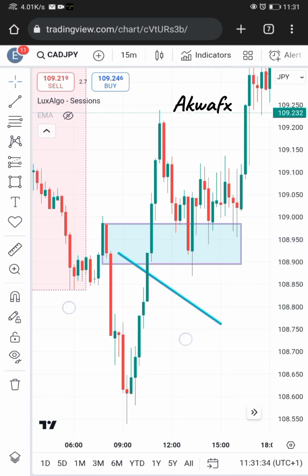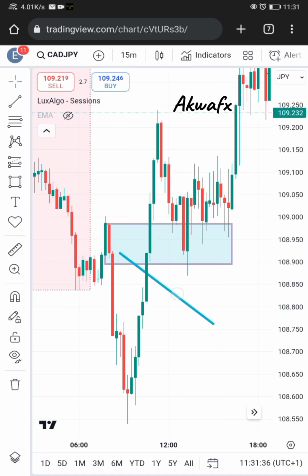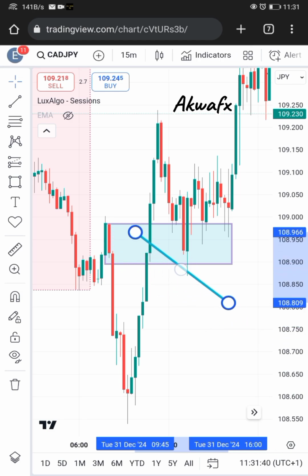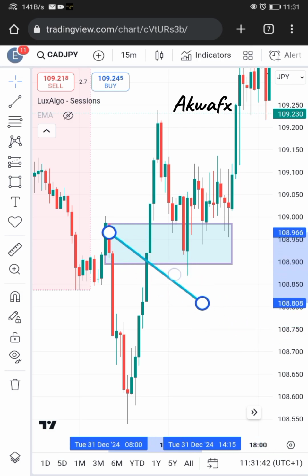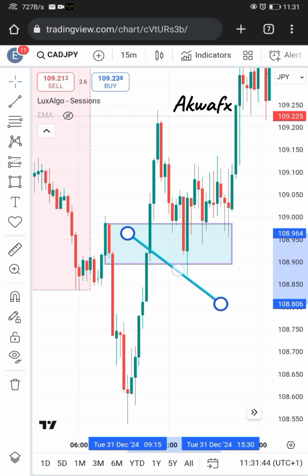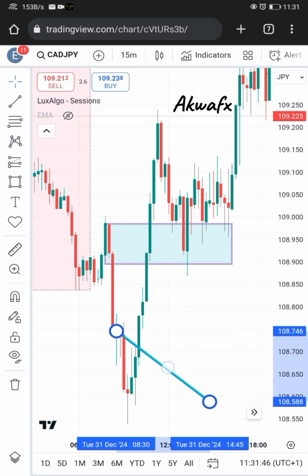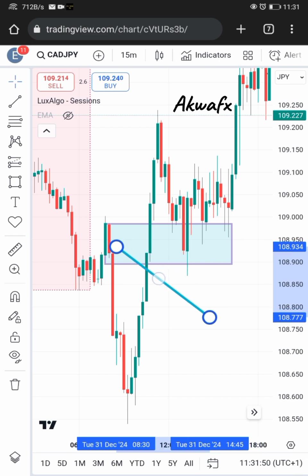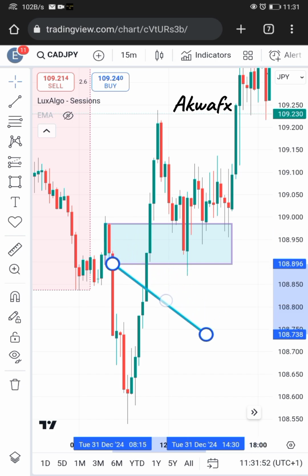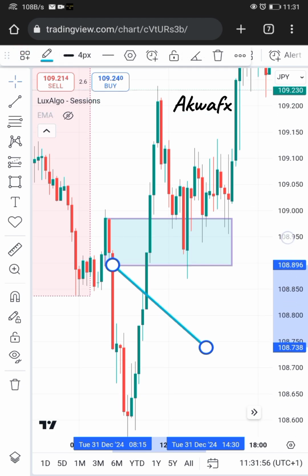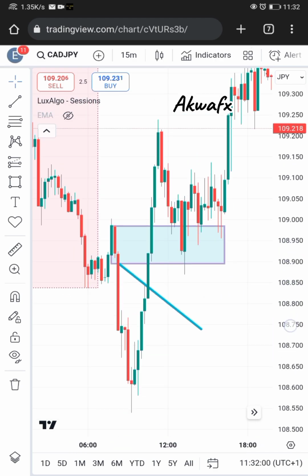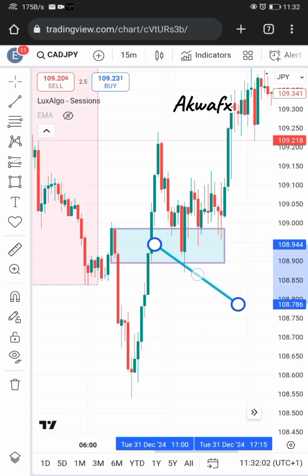So now we have two zones here. If the first one fails, we can try again. If it fails, then we leave it, we can go with this one. Or if you are to take only 2 trades a day, then you try the first one, if it fails, you try again. If it fails, that is okay for you. 2 trades a day is okay, then you leave the market for the day. So this is the breaker block.